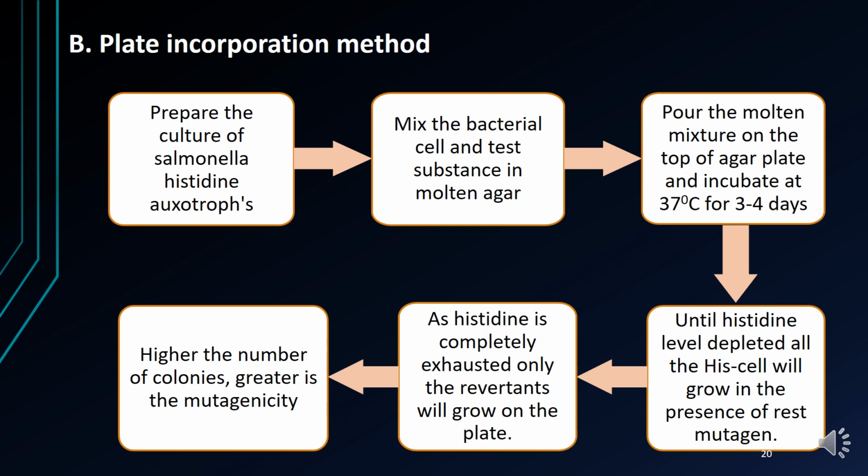all the histidine cells will grow in the presence of the mutagen. But as soon as the histidine level is completely exhausted from the medium, only the revertant colonies will grow. At the end, the higher the number of colonies, the greater the mutagenicity.